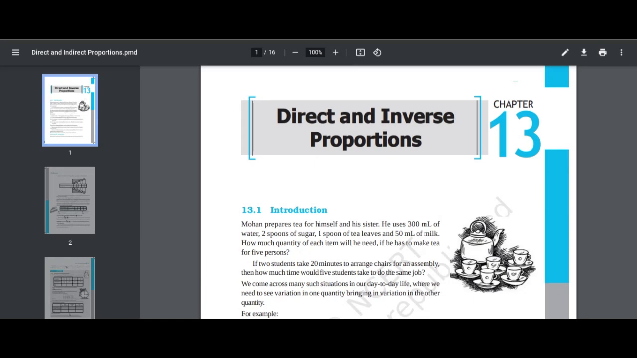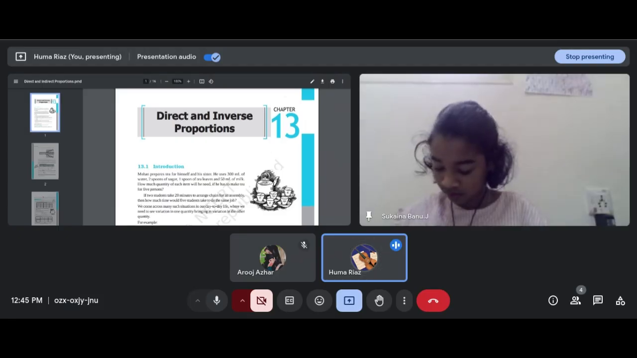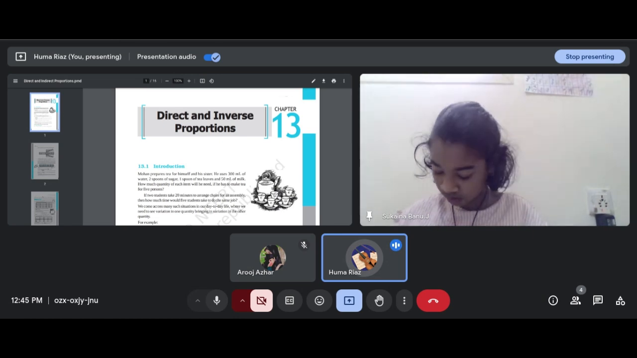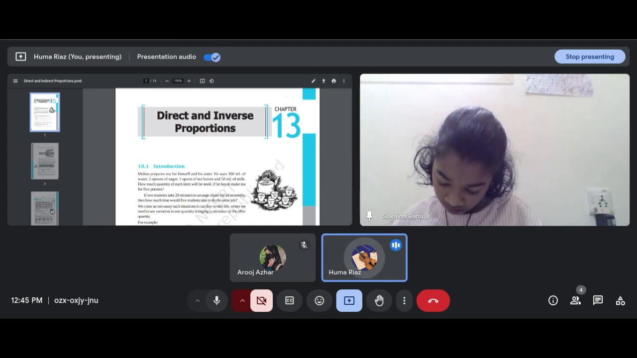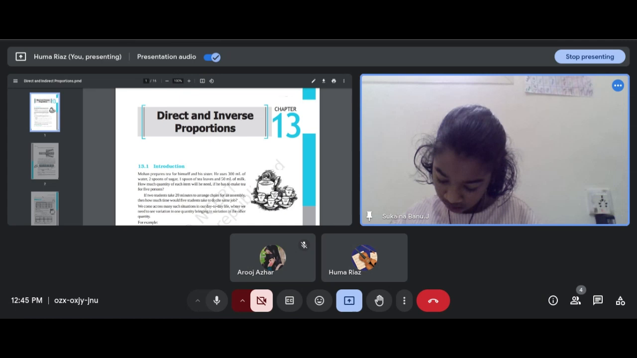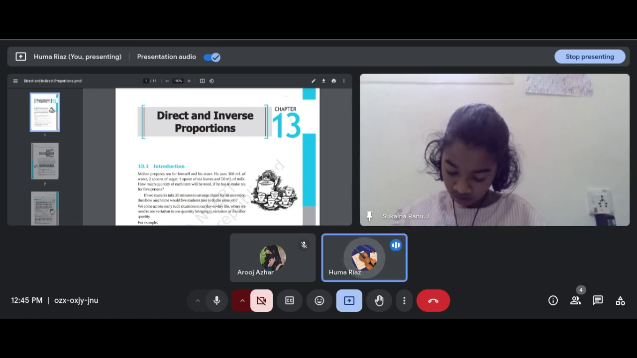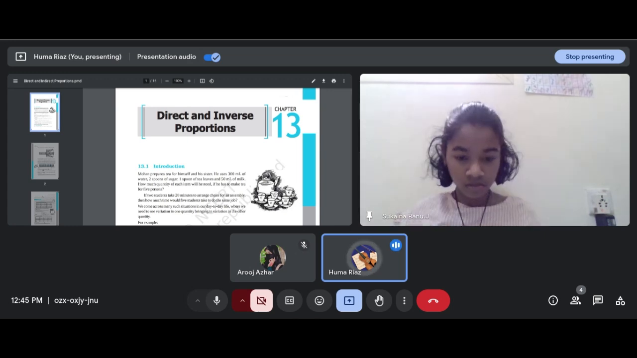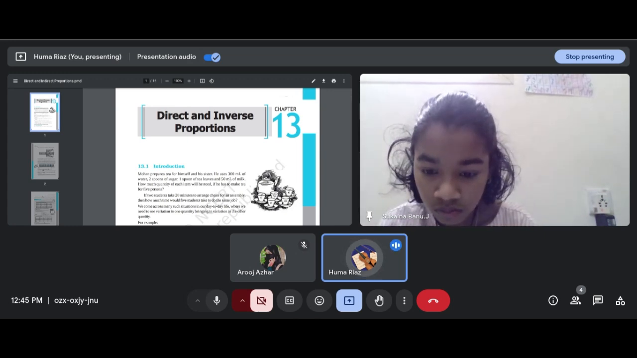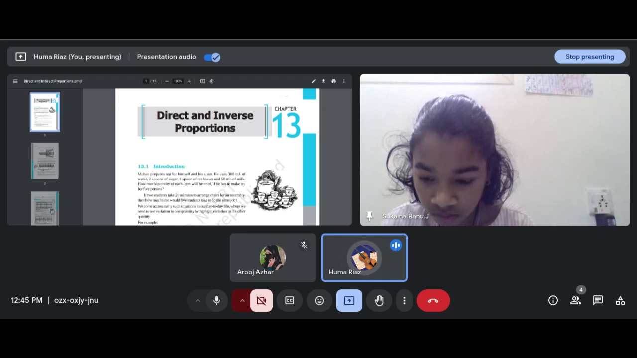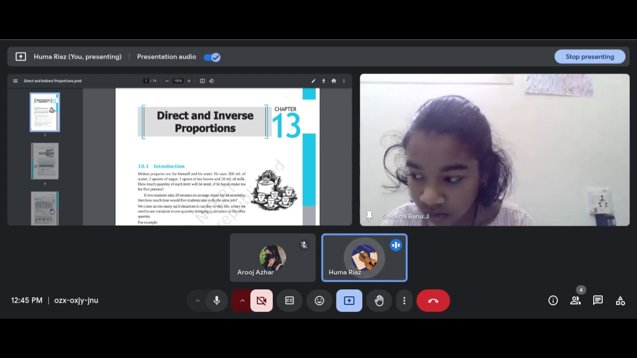Class, we have to start chapter number 13, which is direct and inverse proportions. First we have to understand the concept of direct and inverse proportions. Basically, direct proportion, listen carefully, is when two quantities increase or decrease together at the same rate. For example, if the temperature increases, then the evaporation, the steam of the water, will also increase. If the temperature decreases, the state of the water also decreases.